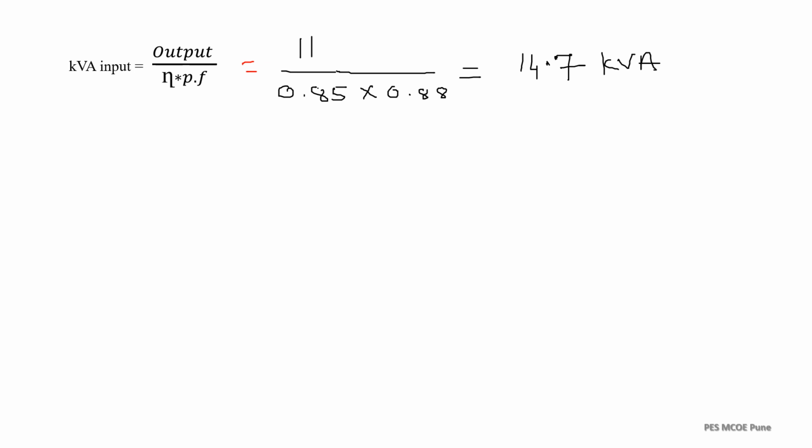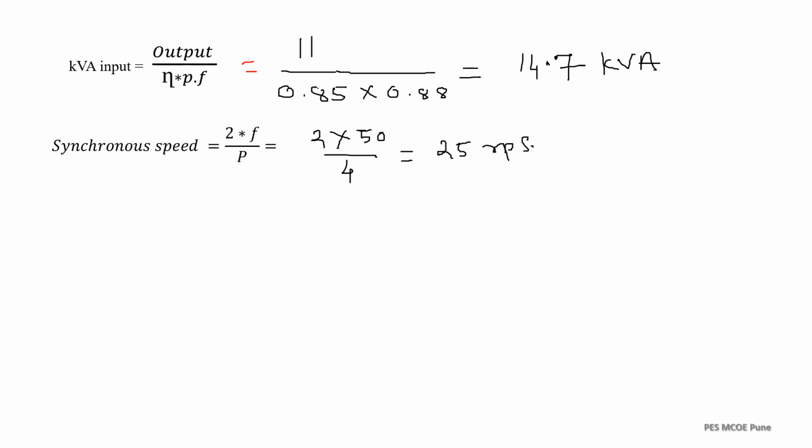Then the next step will be synchronous speed. We can calculate synchronous speed with the help of this formula, 2f by P. By solving this expression, 2 into 50 hertz frequency they have given, divided by 4-pole machine, then you will get synchronous speed 25 rotations per second.